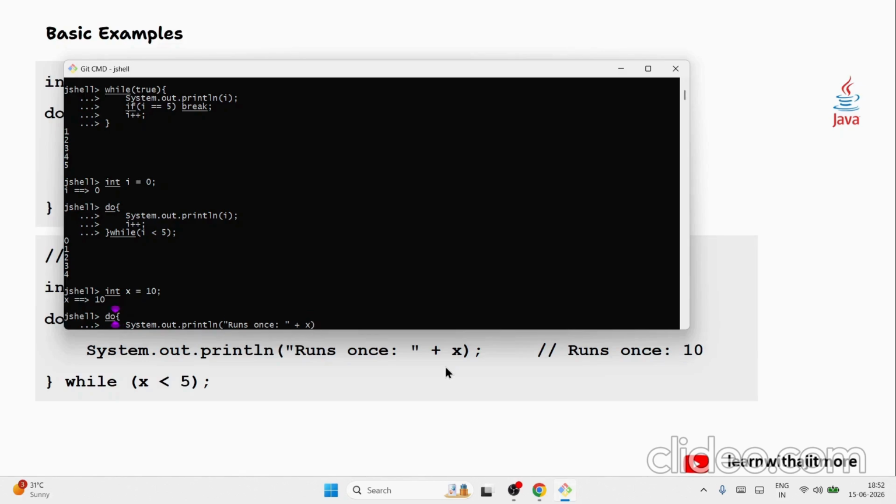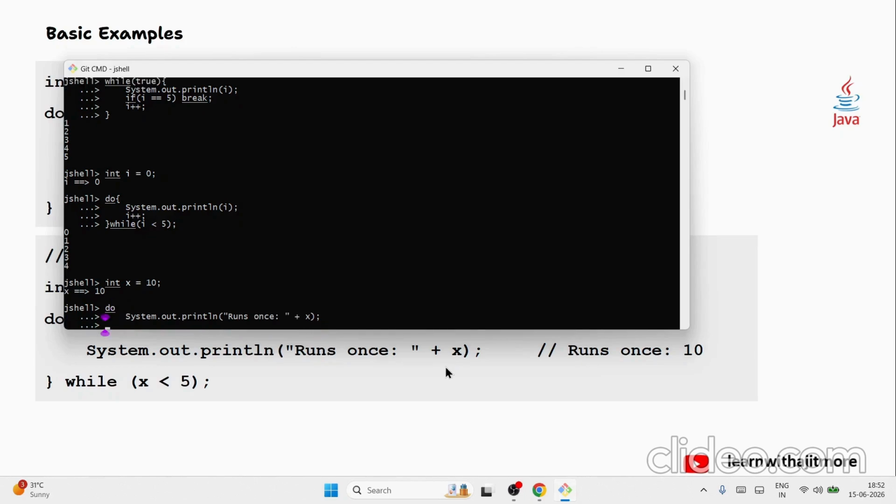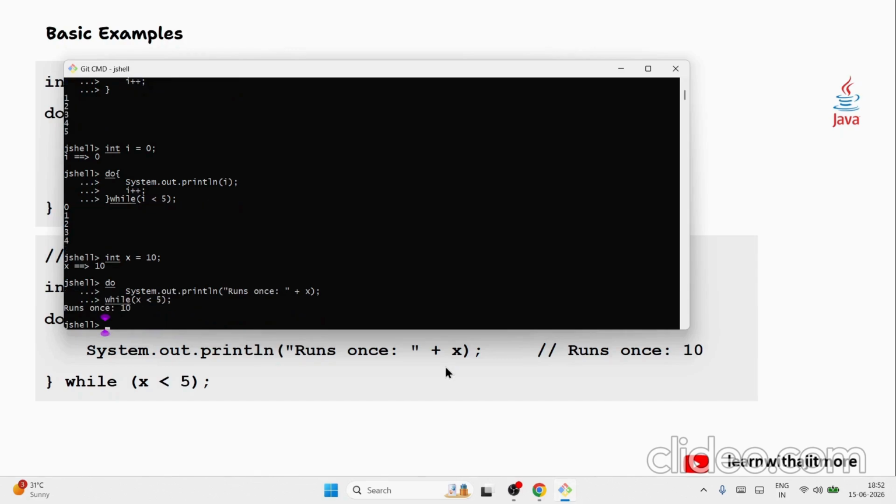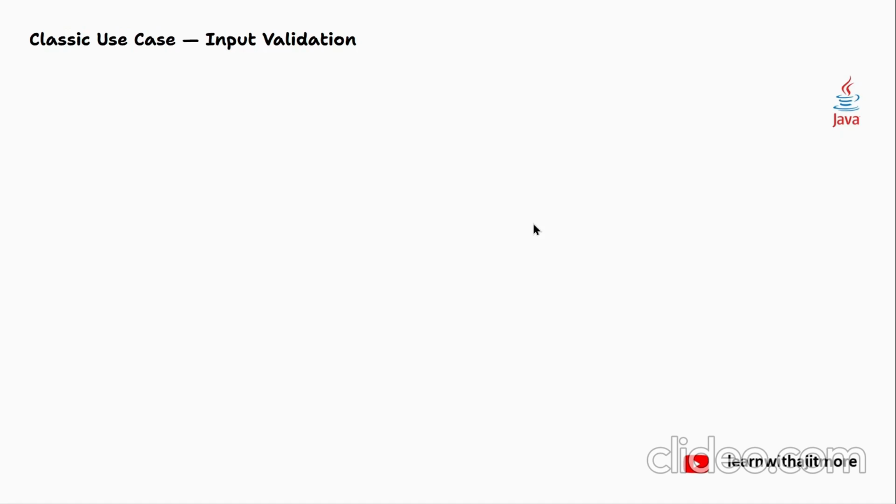Okay. Now in this case, see, as in the body there is only one statement, there is no need of brackets as well. You can just write do while and the statement. And the condition is x less than 5. See, it is not repeating. Why? Because the condition is false. But the loop body runs at least once.